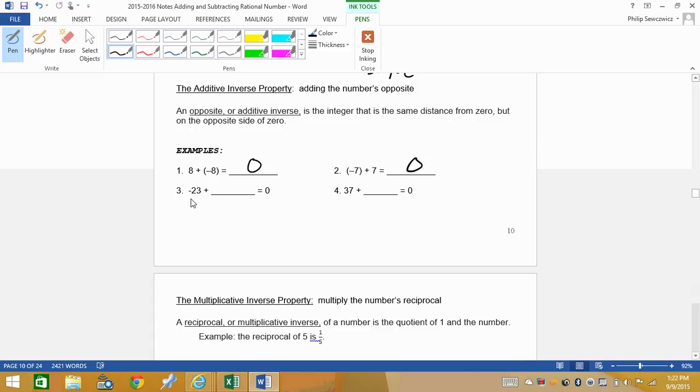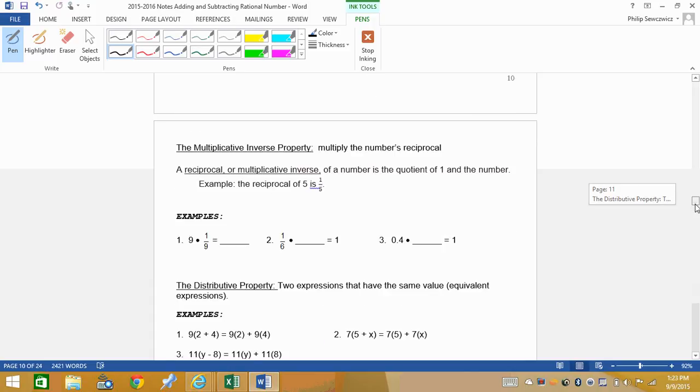So I know I have to get 0, so the opposite of negative 23 is 23. The opposite of 37 is negative 37. If you notice there, I wrapped it in parentheses. A lot of times in math, we don't like two symbols right up against each other, so we use parentheses just to separate it. It's not required by law, but it does help clarify things.